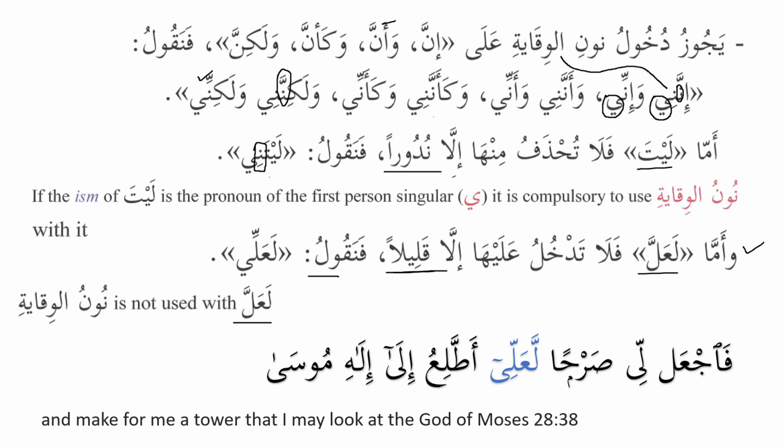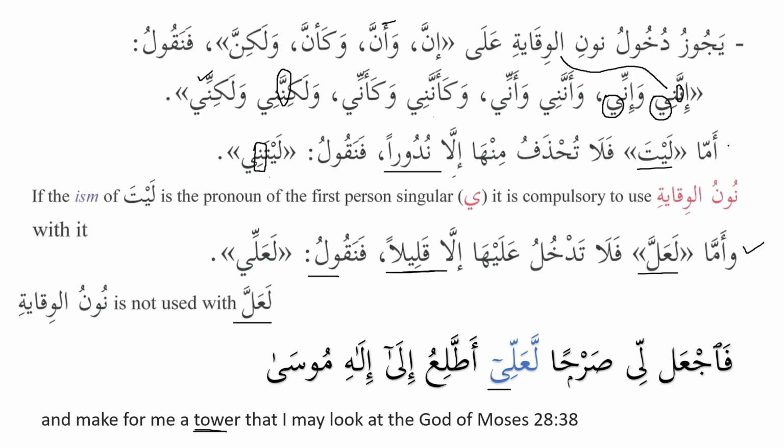As we are focusing on the Quran, if you see the verse from the Quran, فَجْعَلْ لِي صَرْحًا لَعَلِّي أَطَّلِعُ إِلَى إِلَهِ مُوسَى. We can see clearly لَعَلِّي, as Firaun said, to make for him a tower so that he may look at the God of Moses. He said that to Haman, right? So we can see that it's not لَعَلَّنِي, it is لَعَلِّي.